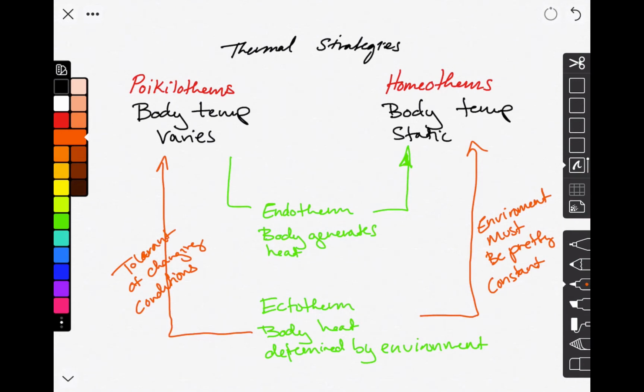And what I mean by that is if your temperature is going to vary really wildly, you need to be able to survive when it does that. Now, perhaps it shouldn't be surprising that while there's the possibility of an endothermic poikilotherm, these just don't exist.